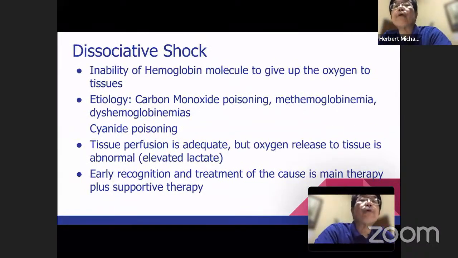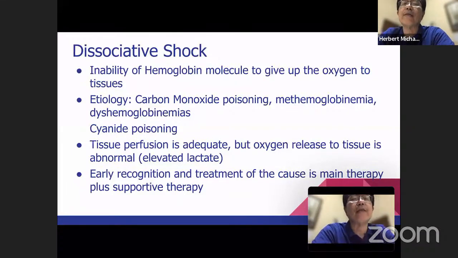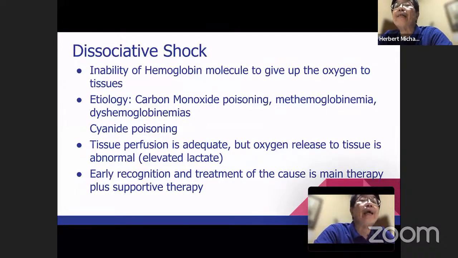Patients with dissociative shock, wherein you have inability of the hemoglobin to give up oxygen to the tissues. So etiology-wise, you have carbon monoxide poisoning, methemoglobinemia, the dyshemoglobinemias, and of course the cyanide poisoning. So people have thought that we don't see this. Actually, carbon monoxide poisoning is very common in smoke inhalation or burned houses, no? Methemoglobinemia, very common in patients who are using well water for their drink, especially so if they have relative anemia and they're using the well water, because the methemoglobin can actually be there.